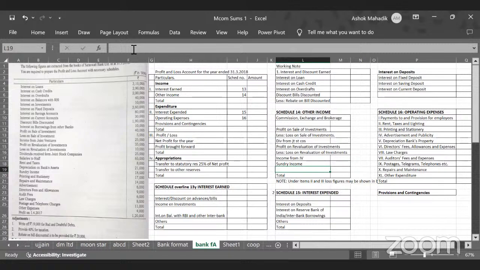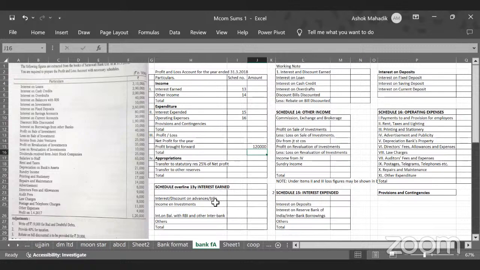Then we have printing stationery 16, repairs 16, advertisement 16, director fee 16, audit fee 16, law charges, postage, other expenses, all are 16. Clear? Then we are shown PNL, that is some profit is given to us. So this PNL balance will be put in the PNL account in the third part. You can see profit brought forward. So what is the amount of profit brought forward? 1,20,000. So we can put it here, 1,20,000. Like this.